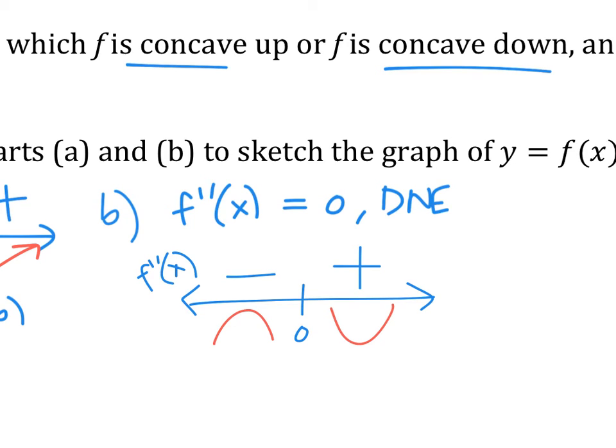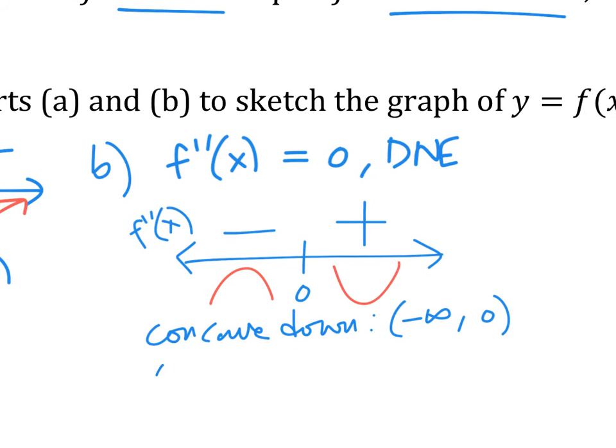Okay, so the question is, where is it concaving? Let's say concave down. Where is it concave down? To 0, and we don't include 0, so be careful on that. And then concave up, 0 to infinity. Is there an inflection point? Yes. How do you know there's an inflection point?